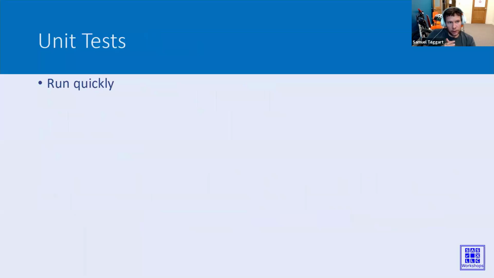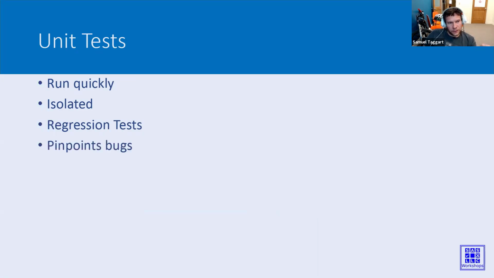They run really quickly because they're only testing a tiny part of the code, and they're testing it in isolation from all the other code. And they work really well as regression tests. So as we add a new feature, we can easily run all the tests, and then we know that we didn't break anything else. So that's a really nice feature.